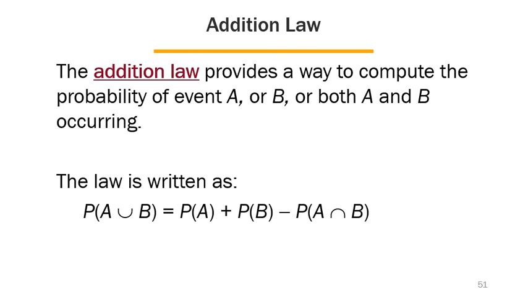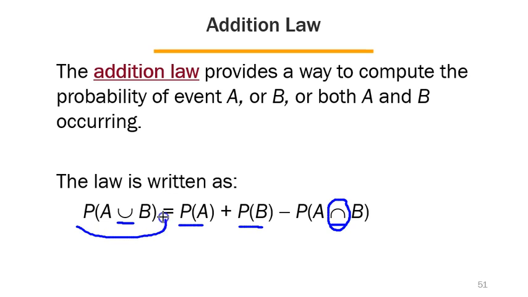We have an addition law, and that provides a way of computing the probability of event A or B or both A and B occurring if we know certain parts. To write out this law, it's the probability of A union B. This symbol here is called union, and that's the probability of A plus the probability of B minus the probability of the intersection of A and B. This symbol here is called intersection. So we could get the probability of A union B happening if we knew the probability of A, probability of B, and the probability of their intersection, right?